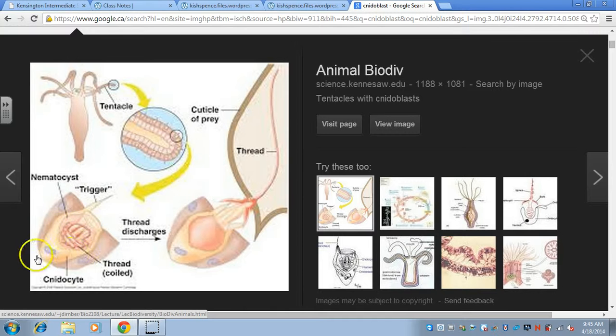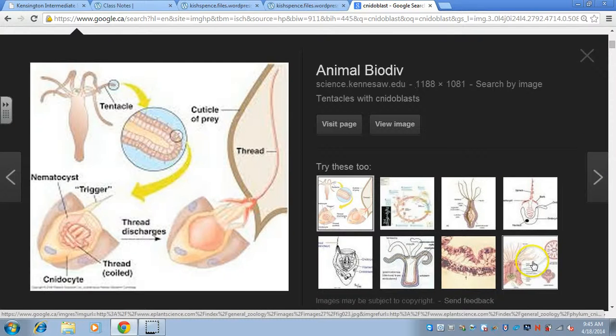So here's a cnidocyte or cnidoblast. And they have these nematocysts in them, and they are like a little harpoon. So they have a little thread and trigger, and they shoot out and sting you. So they stick into the prey or stick into whatever has rubbed against it. And so here's the skin of their prey. They stick into them and they make them hurt. Okay, and sometimes it's strong enough that they can knock them out or even kill them.